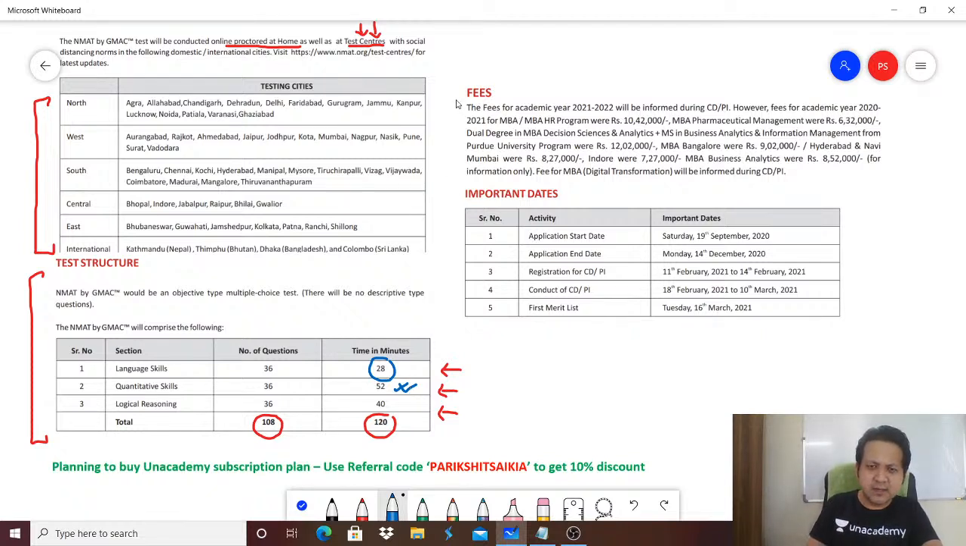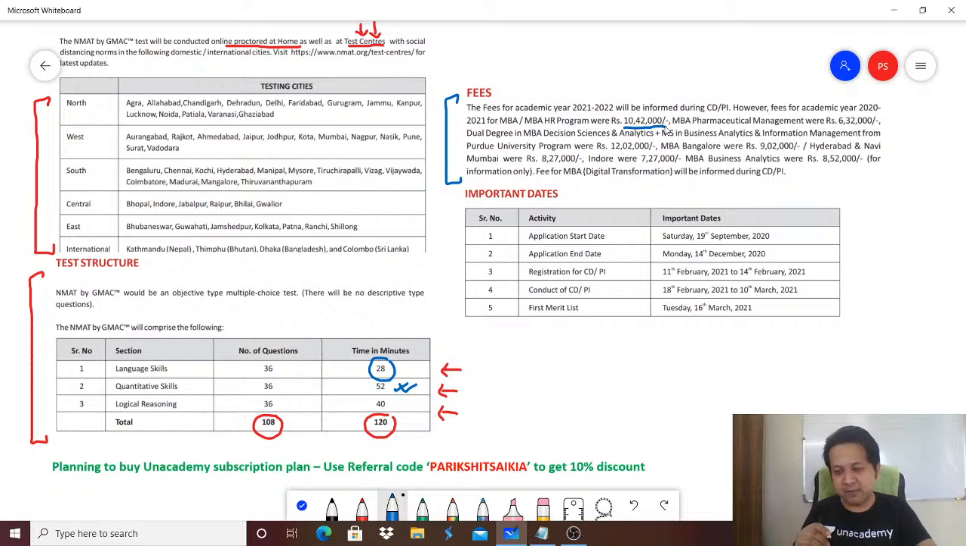What about the fees? The next thing is the fees. The fees for 2021, 2022 is not yet out. But do we have the fees for the last year? Yes. For the flagship program, it was approximately 10.5 lakhs per annum. So if you are talking about 2 years, you need to multiply by 2. Similarly, the fees is mentioned for the other programs as well. So whichever program you are interested in, you might wish to read the slide for the fees.